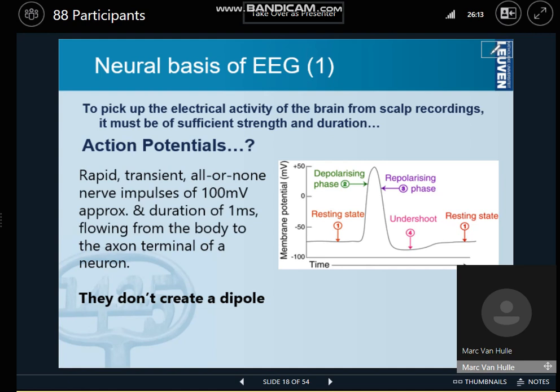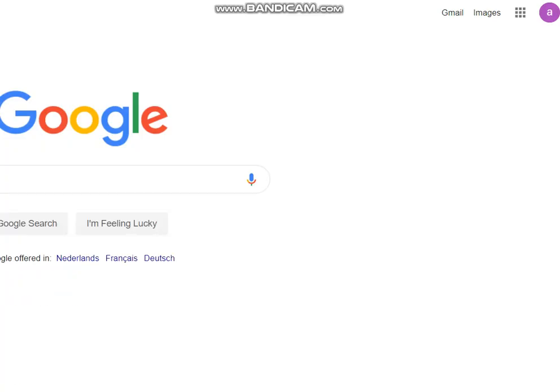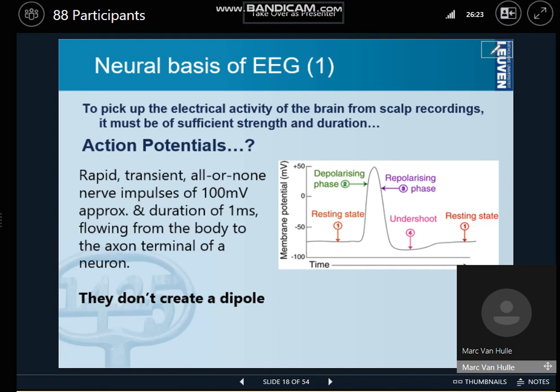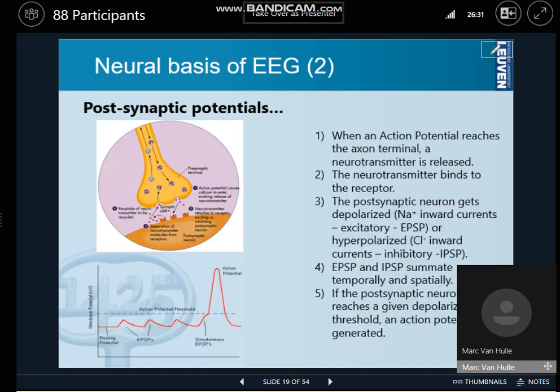And also it's very short-lived. You cannot pick it up. It will not be sufficient to create a dipole that will live over a certain time span, and the energy in that dipole is way too small to be picked up. So EEG is not referring to action potentials.